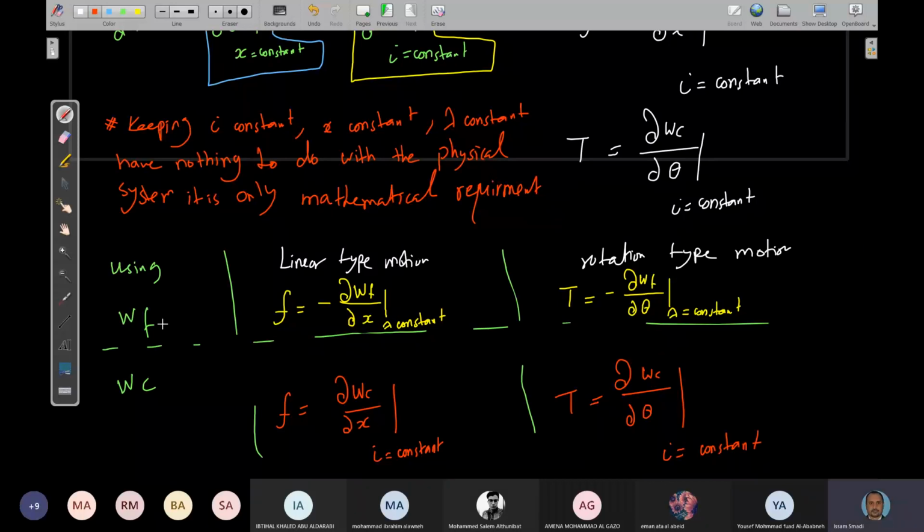Which one am I using, the field energy or the Coenergy? In the end of the day, I should calculate the same expression. So someone will ask, which expression to use? Should I use the field energy or should I use the Coenergy?